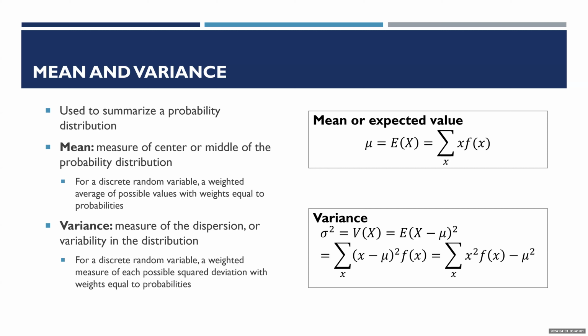The variance is looking at dispersion or the variability within that distribution. So how far away is each of those values from the mean? This is the same calculation we would have seen in Chapter 3, looking at standard deviation, just constructed in terms of f of x and the mean, mu, because we're looking at a distribution rather than just a single set of numbers.